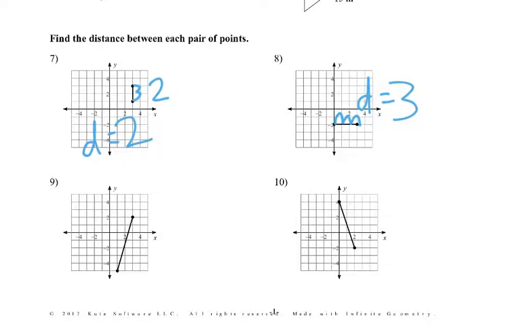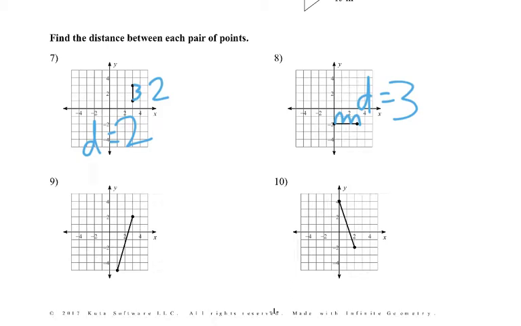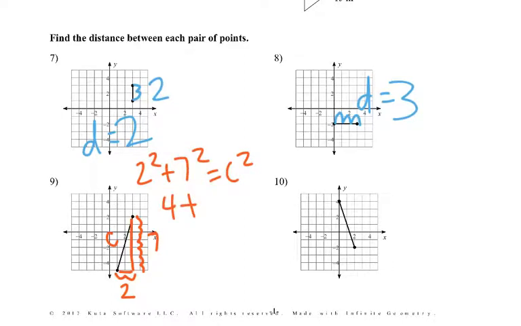Now on 9 and 10, you can either use the Pythagorean theorem like we did up here, or the distance formula, which is derived from the Pythagorean theorem. So what I like to do, especially when it's graphed, is I make a triangle. The slanted part would be the hypotenuse. Then I count. I went 2 to the right, then 1, 2, 3, 4, 5, 6, 7 up. So that's my A and my B. So I go 2 squared plus 7 squared equals C squared. 2 squared is 4. 7 squared is 49 equals C squared. 4 plus 49 is 53.